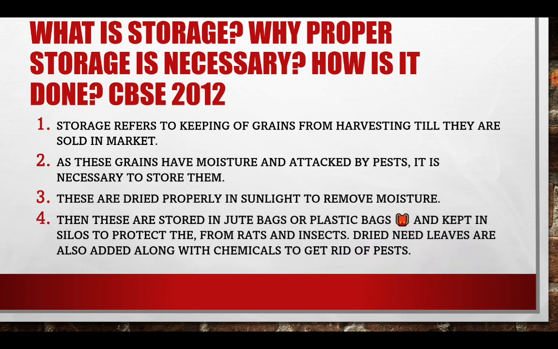After that, these are stored in jute bags or plastic bags by the farmer, and then these are kept in silos or granaries. These are large storage rooms where all of the grains are kept together to protect them from rats and insects. Dried neem leaves: when you see your mother at home, she adds dried neem leaves to the wheat to prevent the growth of microorganisms in those grains. Chemicals are also added to get rid of pests.